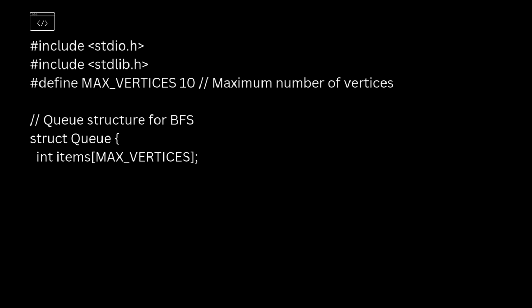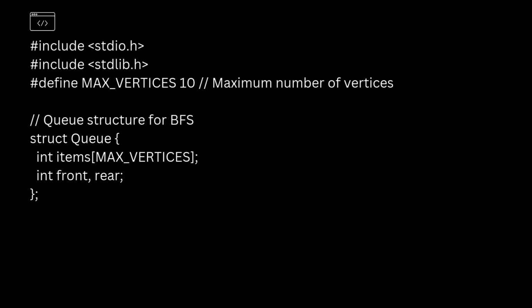This defines the maximum number of vertices that the graph can have. This is the constant value used to size the adjacency matrix and the queue. A queue is defined using a structure Queue which holds items, MAX_VERTICES. This is an array to store the items, that is nodes, in the queue. The maximum number of elements is MAX_VERTICES.